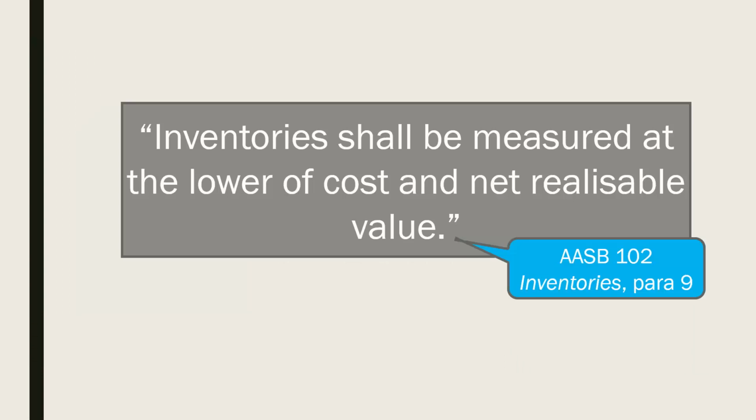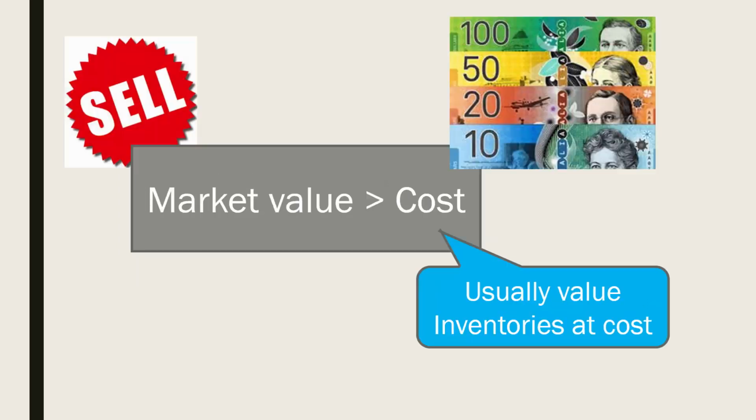Inventories are valued at the lower of cost and net realisable value. What we expect we can sell the item for, less the costs of selling it. We usually expect net realisable value, that is market value, will be greater than cost, so we can make a profit when we sell the item of inventory. So we usually value inventories at cost.